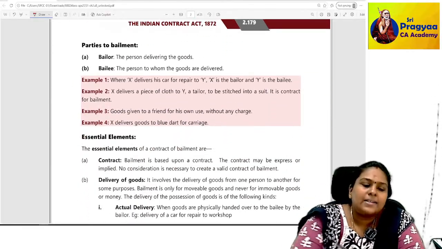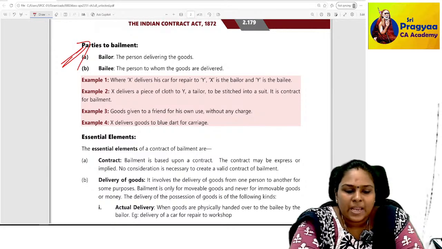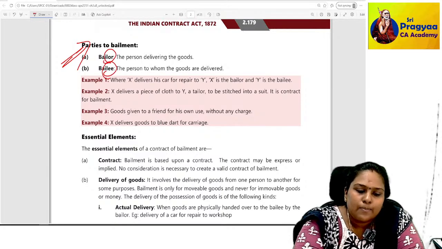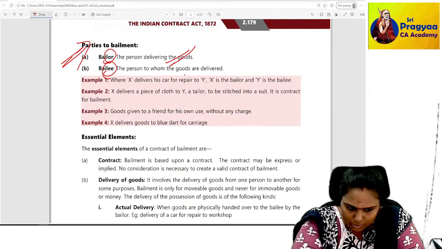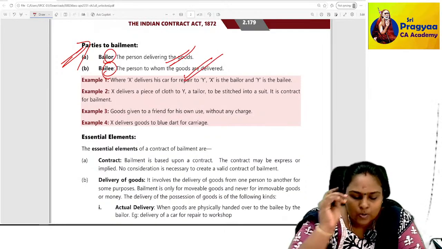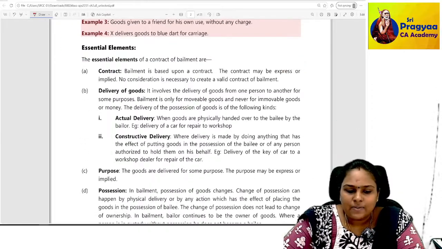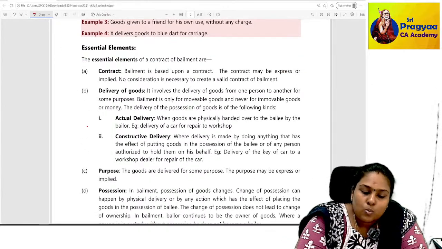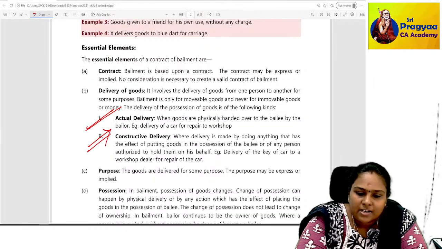Next one, parties involved in case of a bailment. Who's a bailer and a bailee? Bailer is the person who's delivering the goods. Bailee is the person who, to whom goods are delivered. Now, when I say delivered, in what way it can be a delivery? First one, actual delivery and constructive delivery.